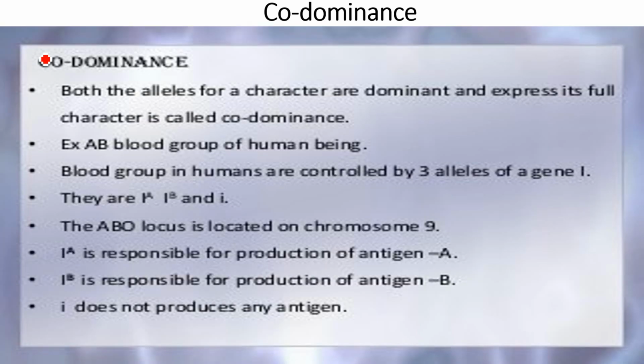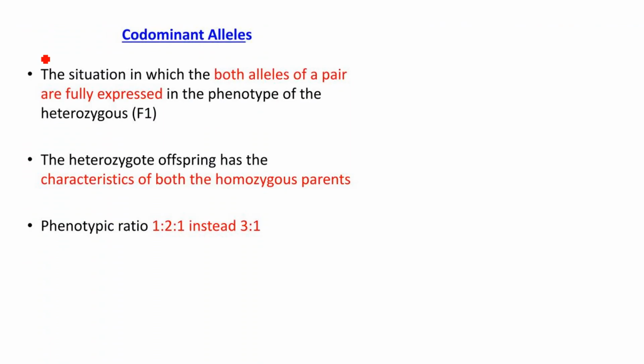Incomplete dominance. See here, codominance. Both the alleles of a character are dominant and express their full character, which is called codominance. Example, the AB blood group of human beings. This is also a codominance feature. And next we are taking the example of the color of cattle.